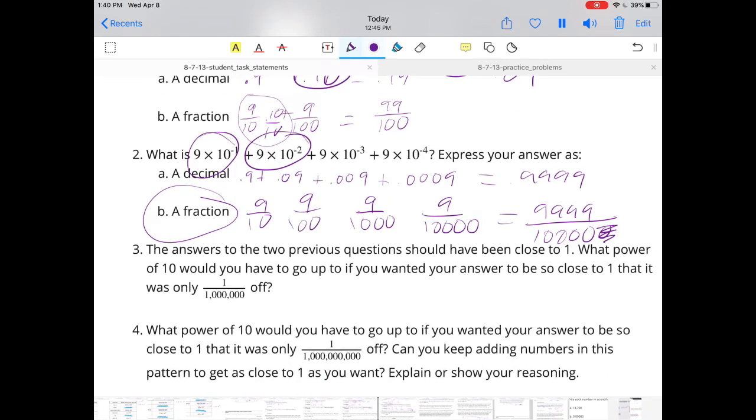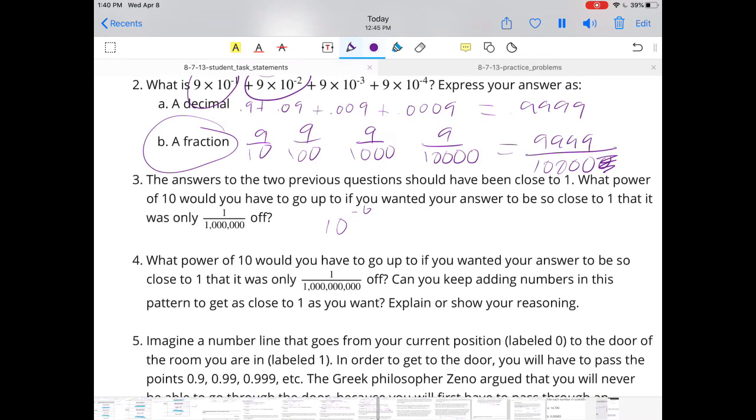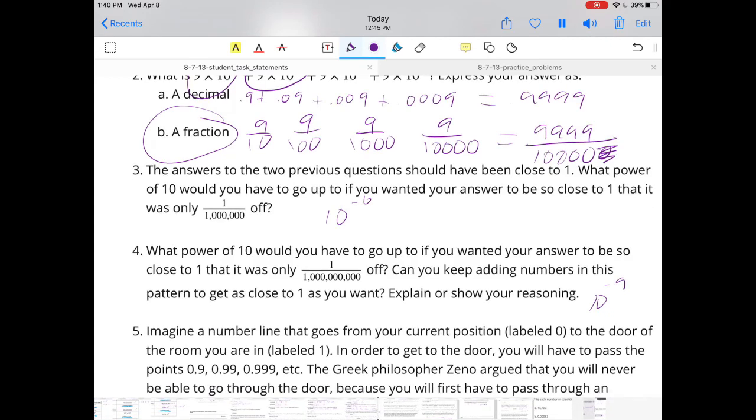So the answers to the two previous questions have been close to 1. What power of 10 would you have to go up to if you wanted your answer to be close to 1 that was only 1 millionth off? You would have to go 10 to the negative 6. And similarly, for the next one, because it's 9 zeros, you would have to go 10 to the negative 9th. Okay?